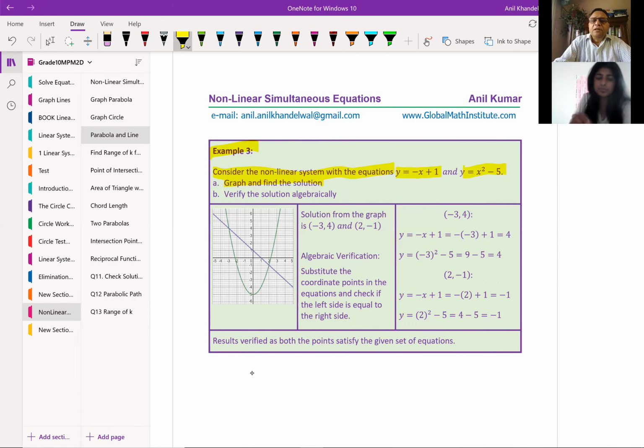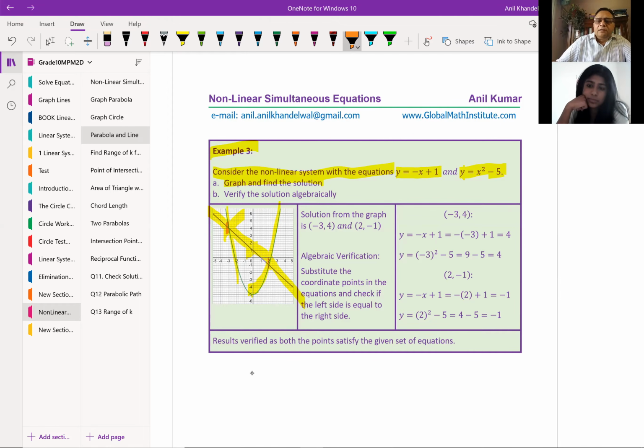As you know, this is a straight line with a slope of -1 and a y-intercept of 1. So easily you can sketch it. The parabola is x squared translated 5 units vertically down. And there you go, you find the points of intersection. So we know the solution, right? These are the 2 points. From the graph, we can easily get the solution, correct?